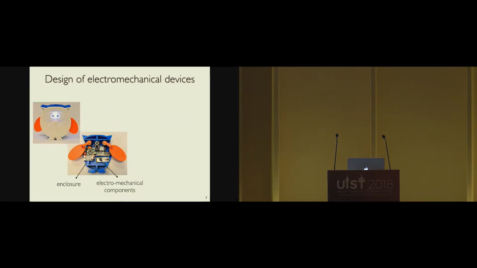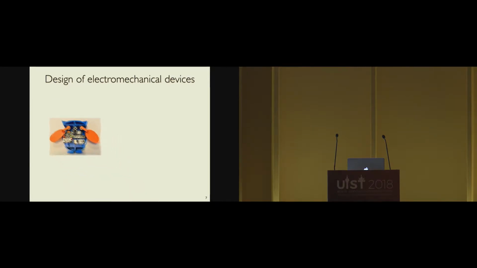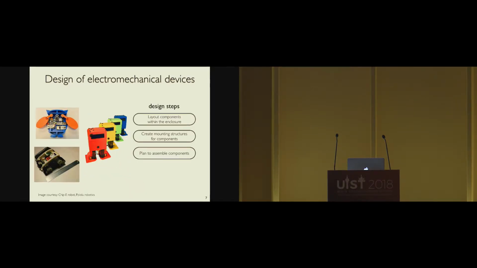Let's now think about the various steps of designing electromechanical devices in more detail. Electromechanical devices typically consist of an enclosure that houses various components, such as sensors, controller, battery, etc. For aesthetic purposes, the enclosures could be of any shape and size, and most of the components are bounded or hidden within the enclosure. There are many examples of such devices out there.